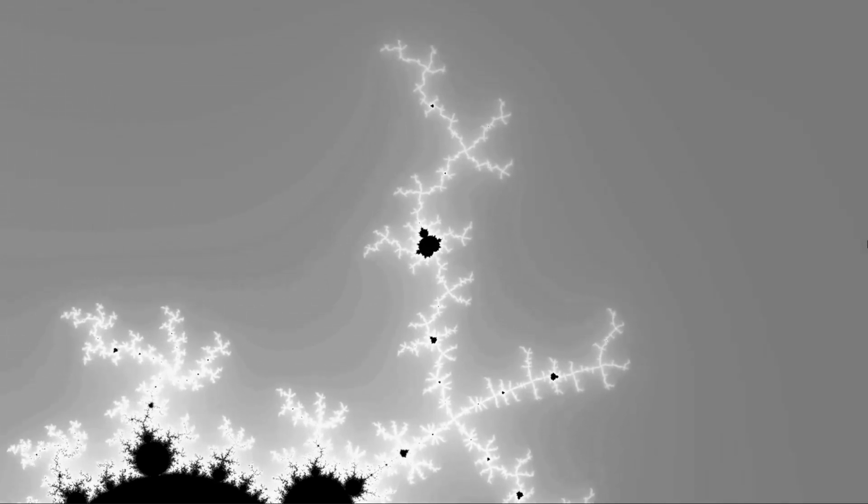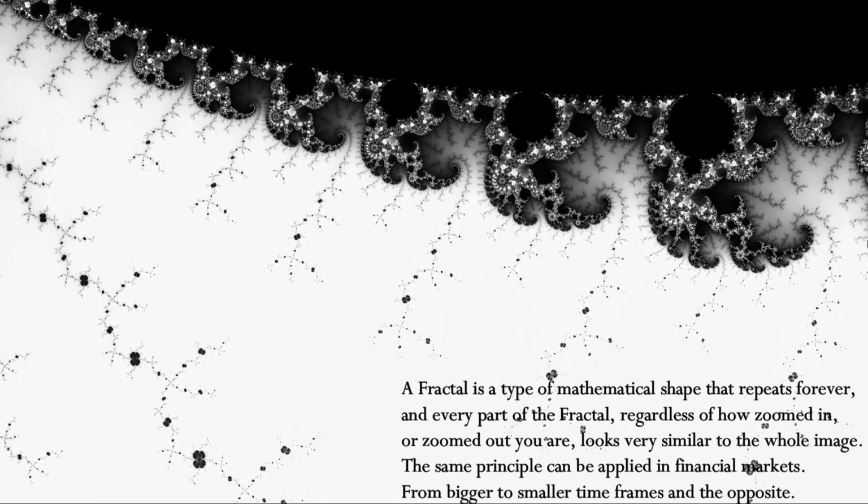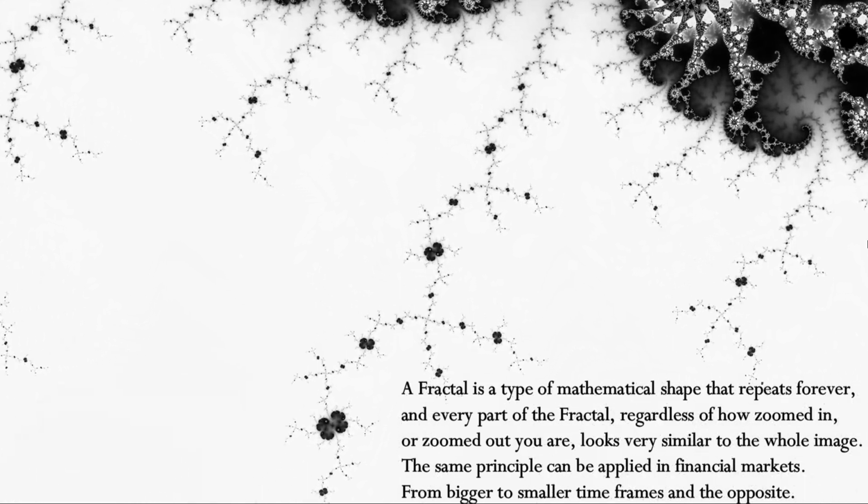We need to make a small reference to fractals, even though we will study them in another episode, but for the purposes of this video, we need to make a fast intro. What are fractals? A fractal is a pattern that repeats forever. Every part of the fractal looks very similar to the whole image. Fractals are structures that can be split into parts, each of which is a very similar copy of the whole.